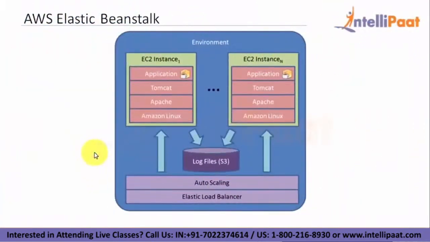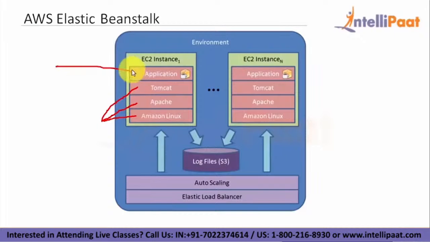If you look under the hood at how Elastic Beanstalk works for you, it gives you an environment, and when you create an environment, it creates various EC2 instances. Each EC2 instance, if it's a Java stack, would have Amazon Linux, and on top of that, Apache and Tomcat installed.